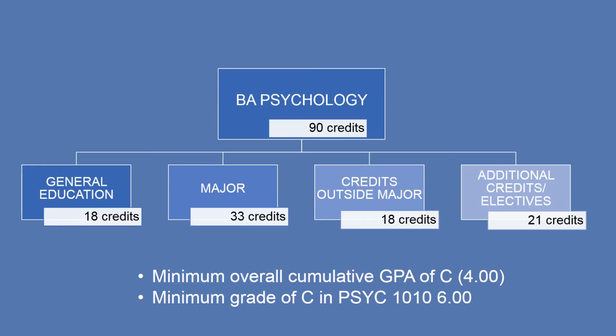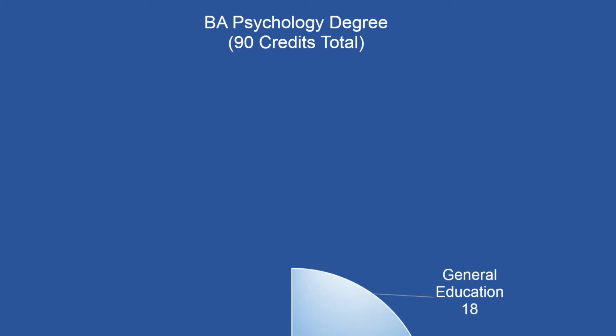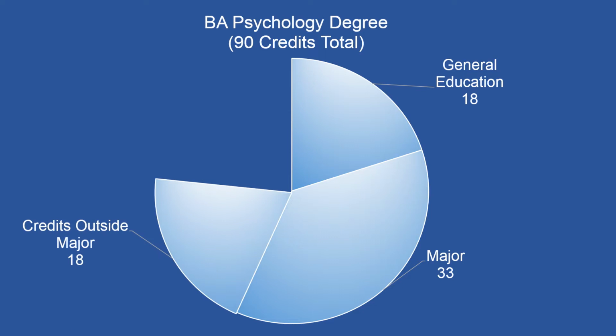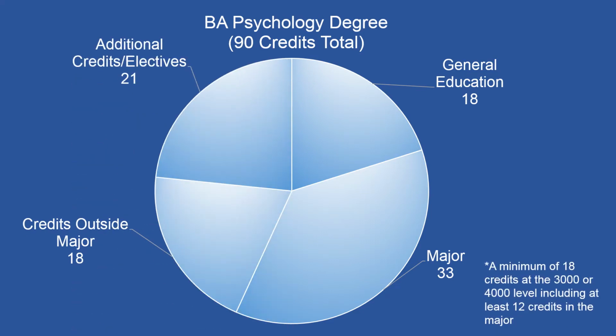Here is a visual representation of the components of your degree. We will review this chart again later in the presentation. The main components of a BA Psychology degree include general education requirements, major requirements, courses taken outside the major, additional credits or electives, and finally, your upper level requirements, which are displayed on the bottom right of the screen. Let's examine each of these components more carefully.